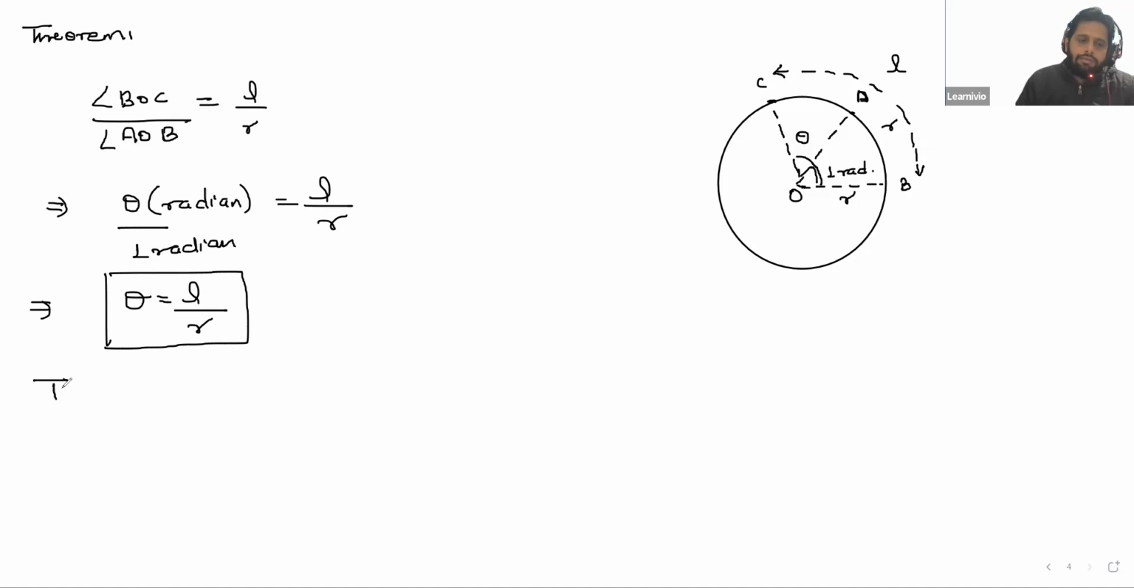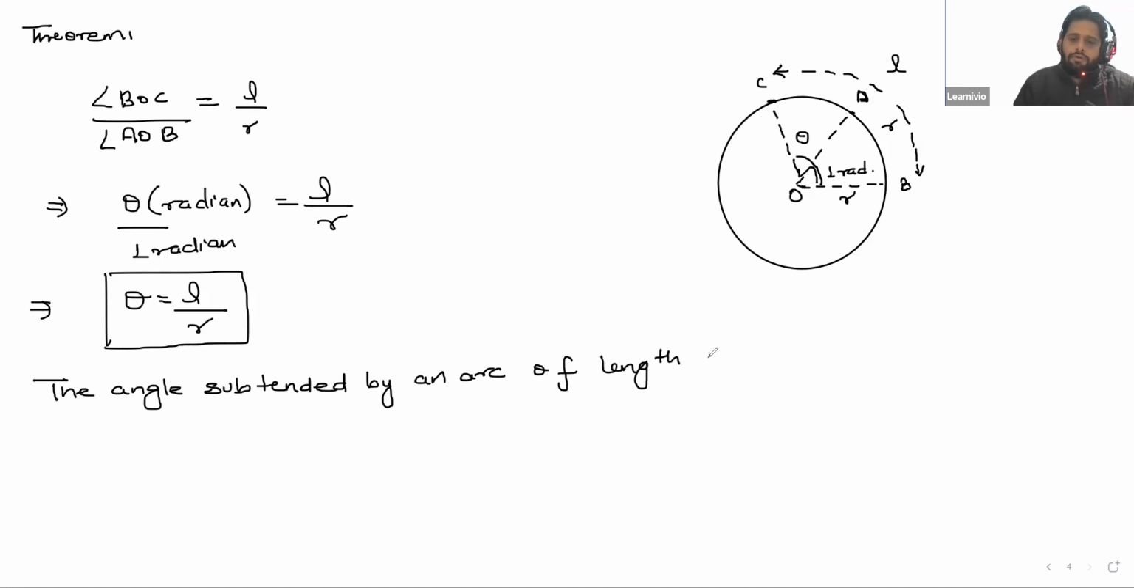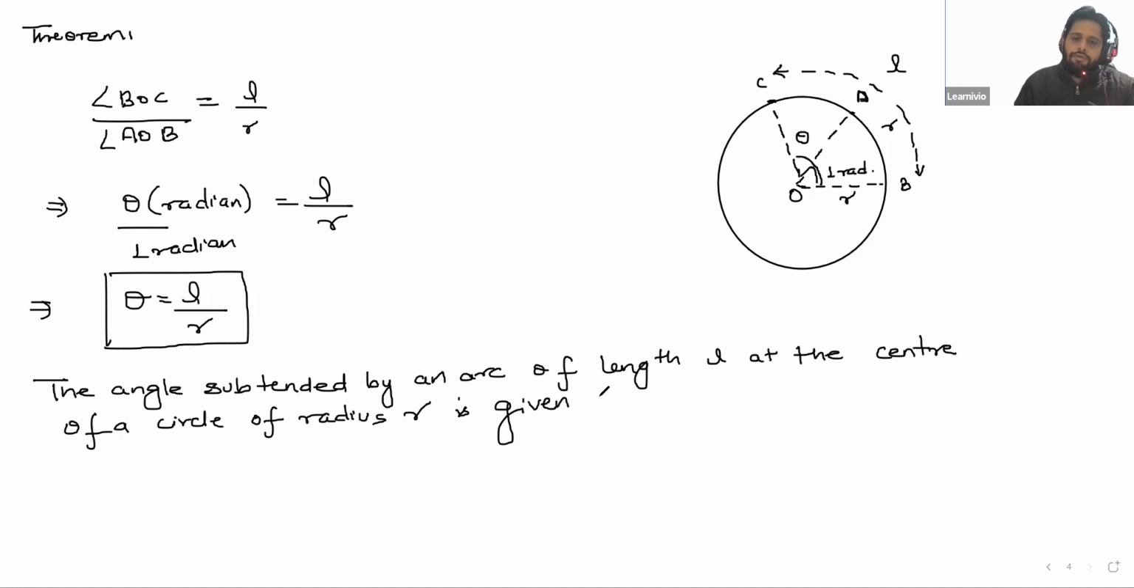So the theorem is: the angle subtended by an arc of length L at the center of a circle of radius r is given by theta is equal to L by R, where theta is in radian.